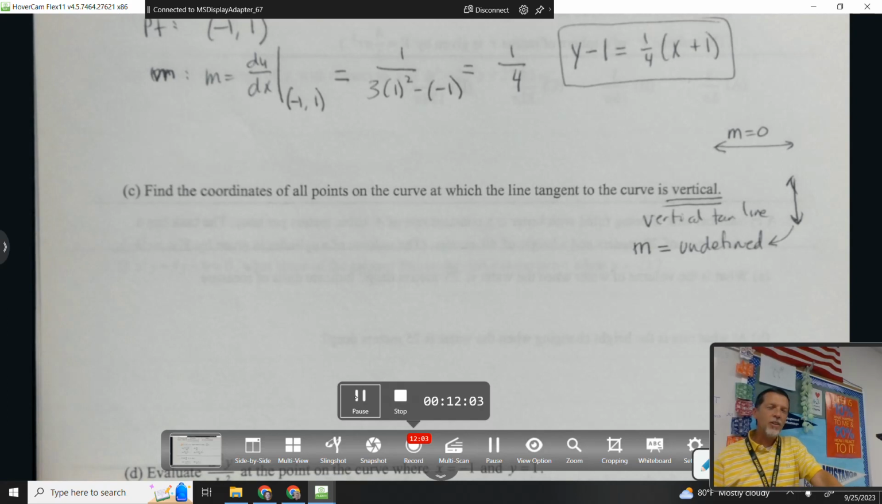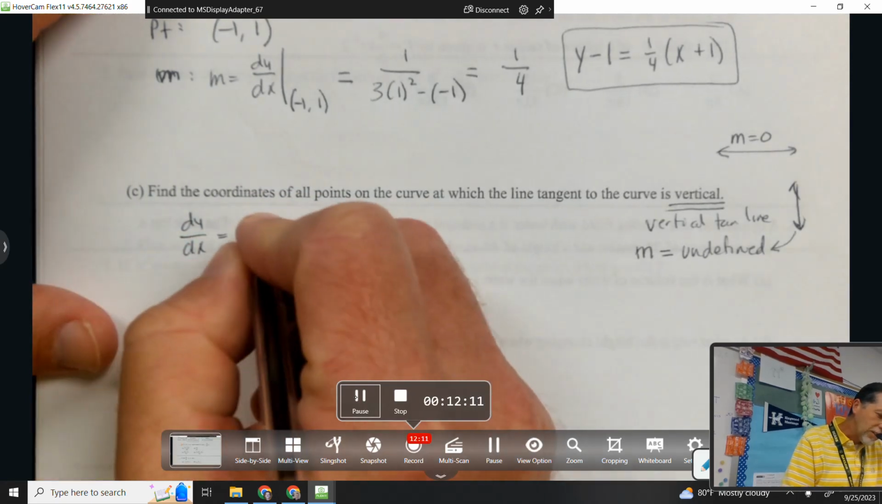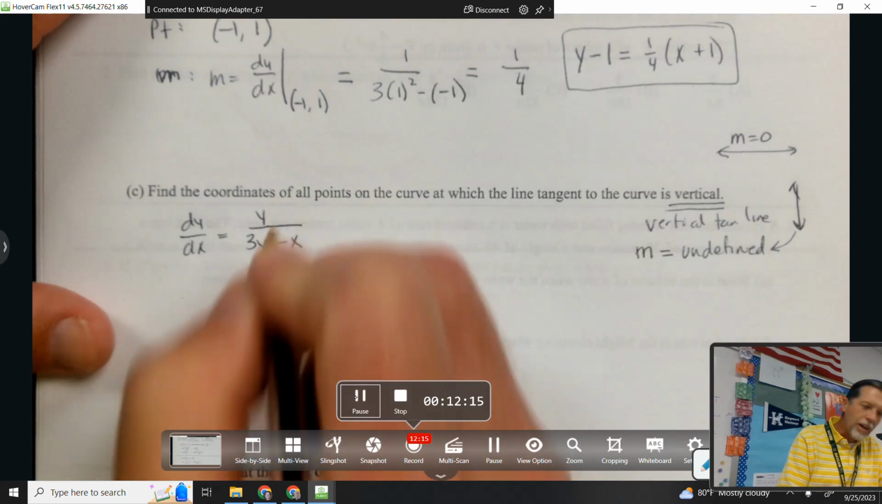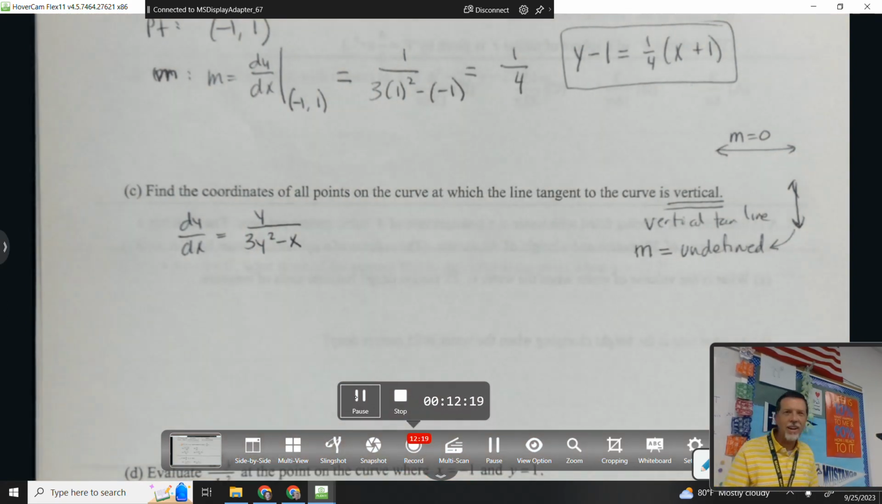So undefined slope, up and down. How do you get undefined for an answer, though? Like, I know my slope, dy/dx, we had that earlier, is... How do I get undefined out of that? What would make that undefined?